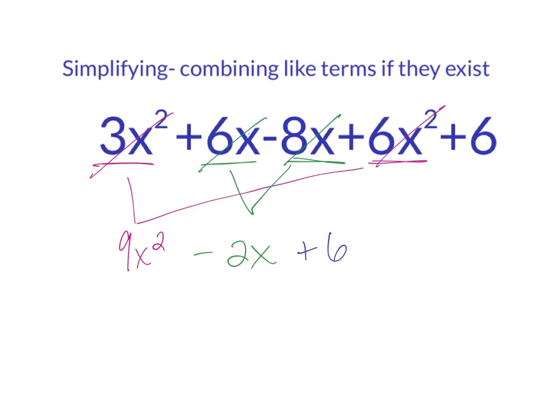So when I rewrite this, you don't really have to rewrite it at this point. I'm just going to put it all in the same color. This is 9x squared minus 2x plus 6.